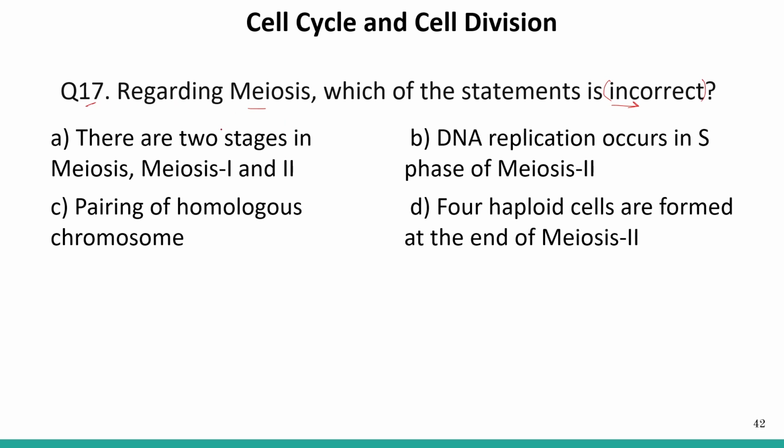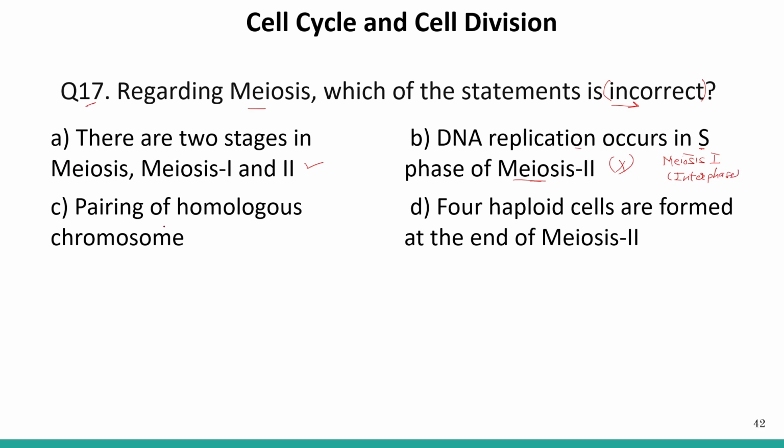First, there are two stages in meiosis, meiosis 1 and meiosis 2. This is correct. DNA replication occurs in S phase of meiosis 2. Alright, they are talking about meiosis 2. So this is incorrect. The DNA replication takes place during meiosis 1 and that too during the interphase. Interphase, you know, is divided into G1, S and G2 phase. DNA replication or DNA synthesis takes place during the S phase.